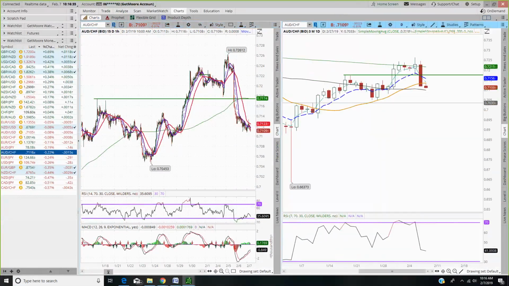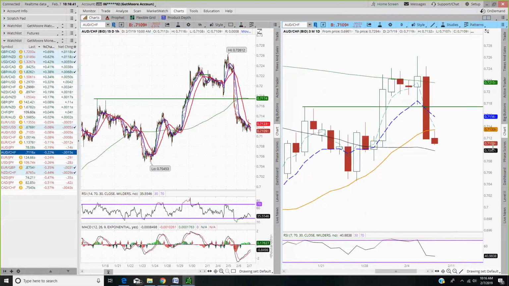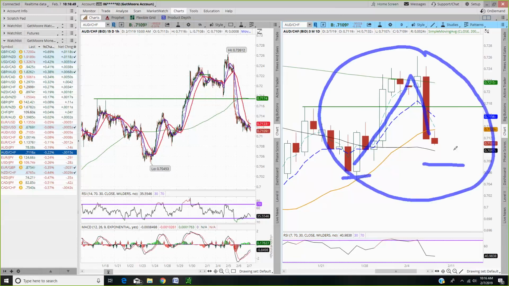Look at the Aussie, and you can see it in the chart above. If you look at the price action, price is going up and it's pulling back. It's still red, but if it forms a higher low, what pattern is that? It's a bull flag.